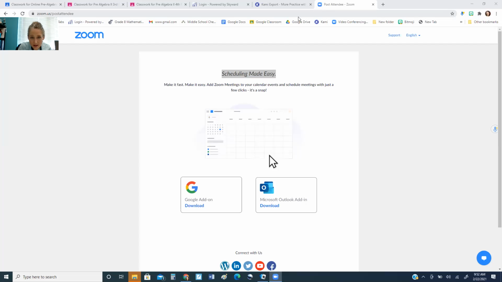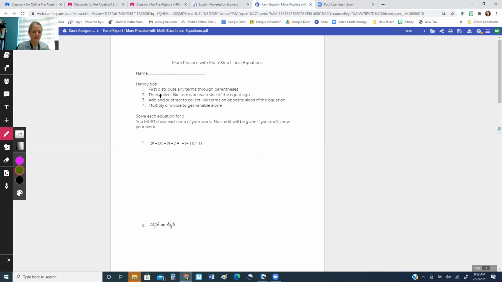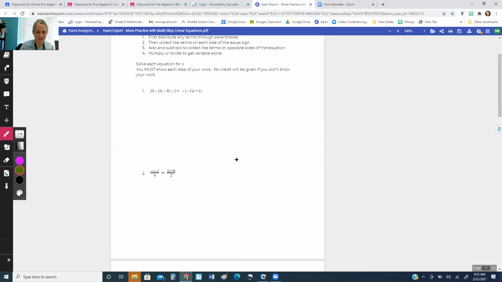And I want to do a couple from your assignment. Okay, let's wait for that to go away. And we are right there. Okay, so more practice with multi-step linear equations. It's the same thing as yesterday, where if you do not show your work, you do not get credit. I do have an answer key with the odds on it, just like I did before. If you don't show your work, you don't get credit.